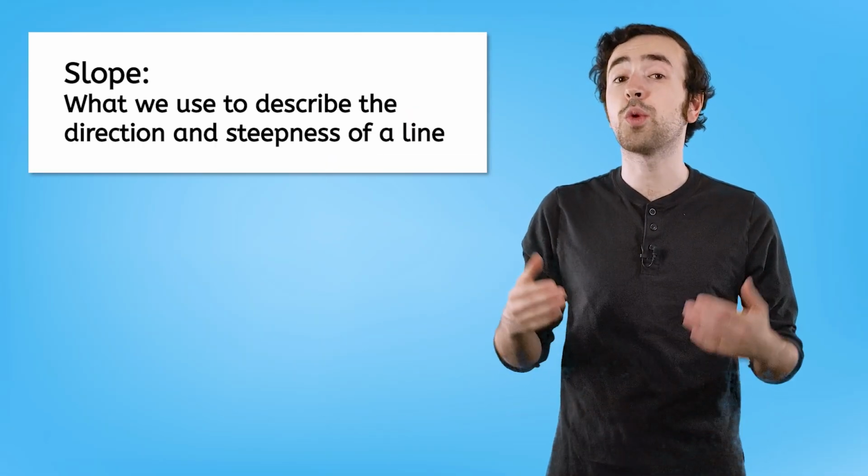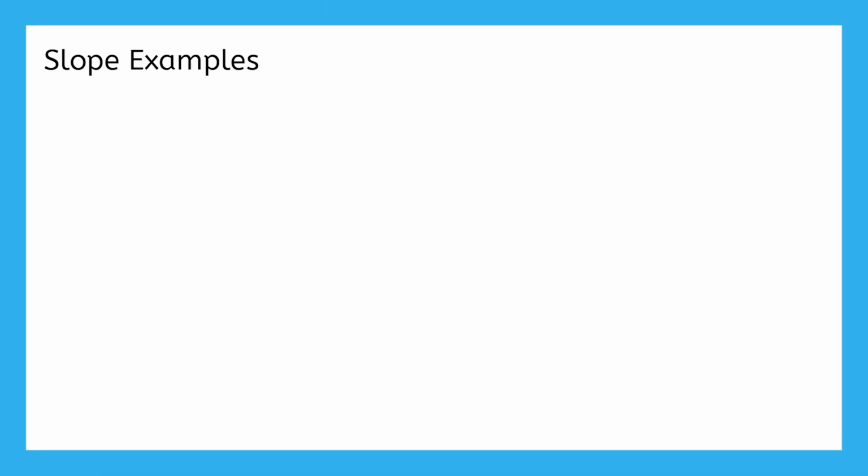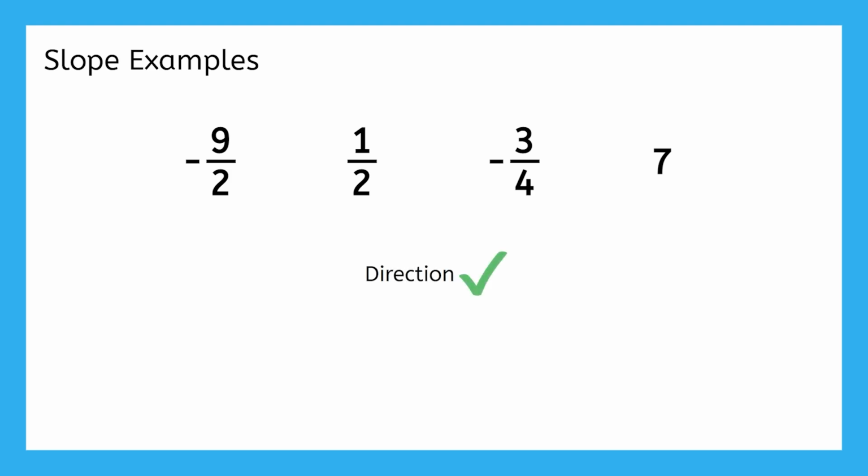The slope is what we use to describe the direction and steepness of a line. We write the slope as a number. Here are some examples of what a slope could look like. Each of these slopes describes a different line, and by looking at these slopes, we can actually tell which direction each line goes in and how steep they are. Let me explain what direction and steepness mean first, and then we'll come back to these exact same slopes again and analyze them based on those two characteristics.